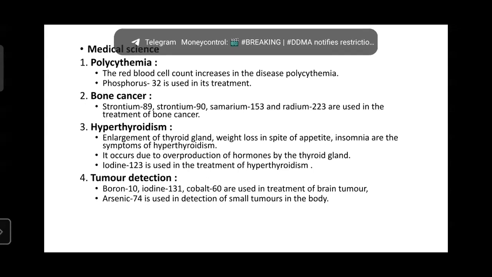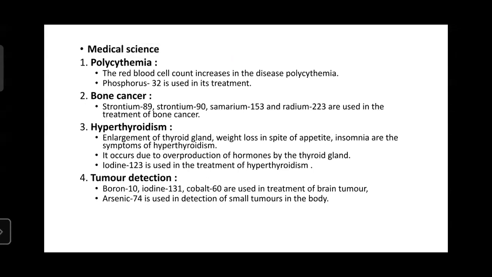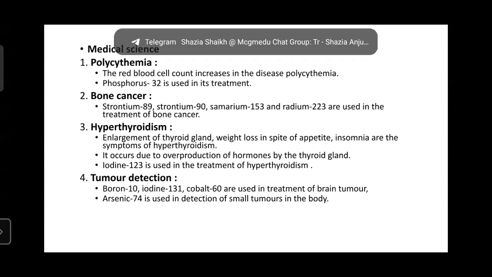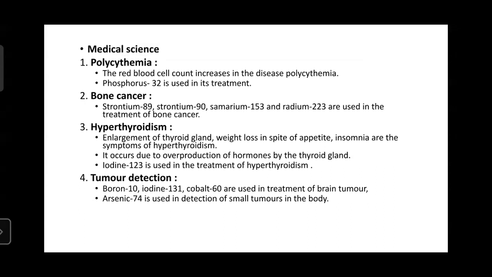Next is tumor detection. Boron 10, iodine 132, cobalt 60 are used in the treatment of brain tumor. Arsenic 74 is used in the detection of small tumors in the body.